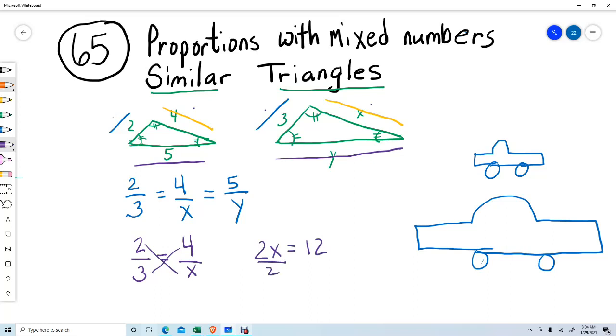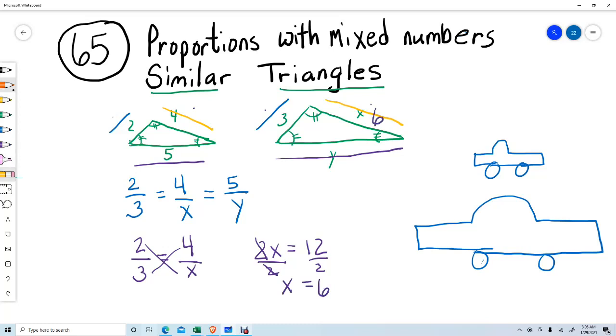Divide both sides by 2. Well, this looks similar to my example, doesn't it? Just like when I was doing the last example, divide these, cancel the 2's, x equals 6. So we have our first side, 6.